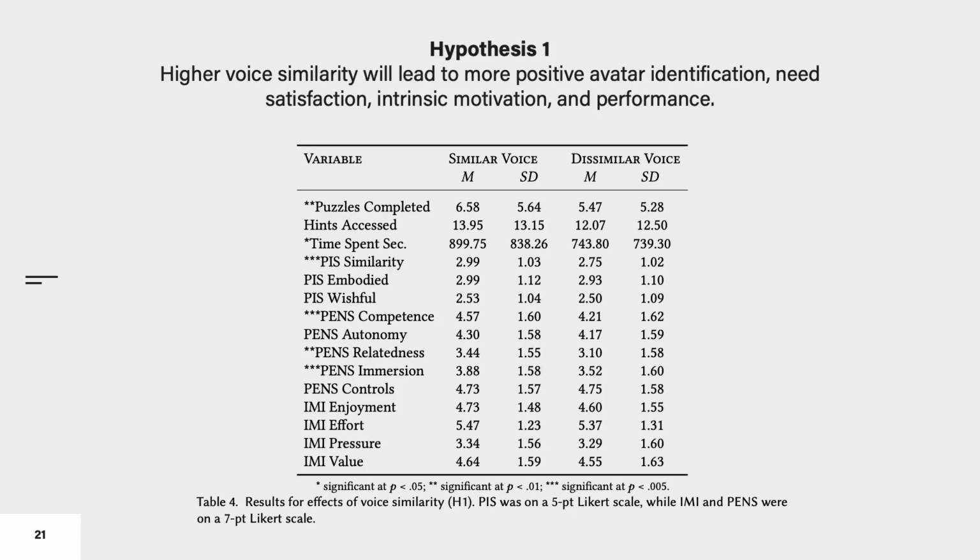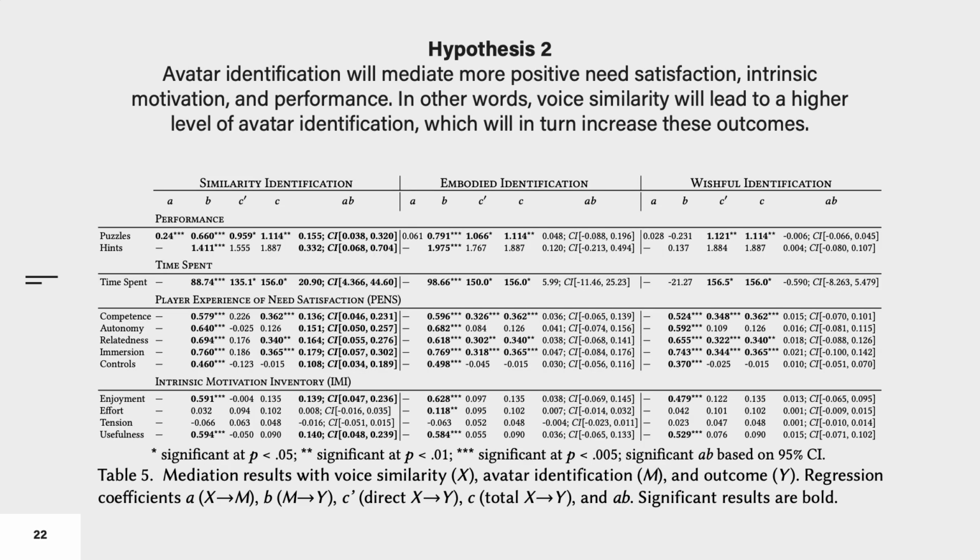For hypothesis 1, compared to the participants in the voice dissimilarity condition, the participants in the voice similarity condition experienced an increase in performance, time spent, similarity identification, competence, relatedness, and immersion. On the other hand, there was no significant difference in embodied and wishful identification, autonomy, controls, and intrinsic motivation. For hypothesis 2, we found that voice similarity leads to higher similarity identification, and that higher similarity identification was subsequently related to higher performance, time spent, need satisfaction, interest and enjoyment, and value and usefulness.